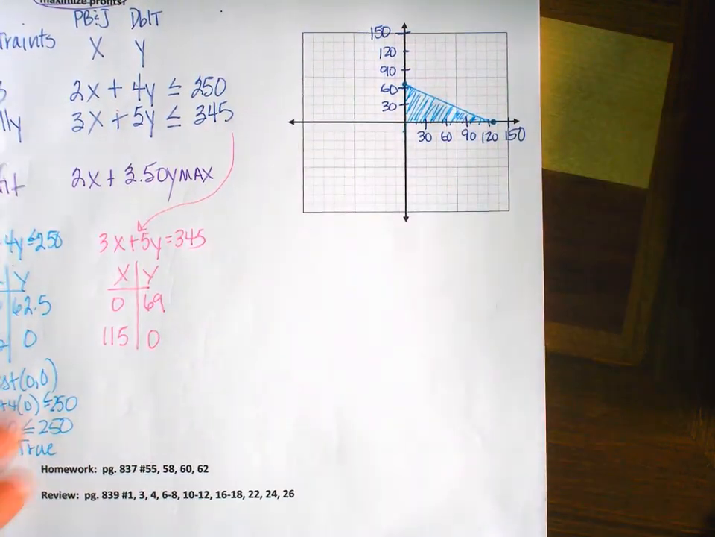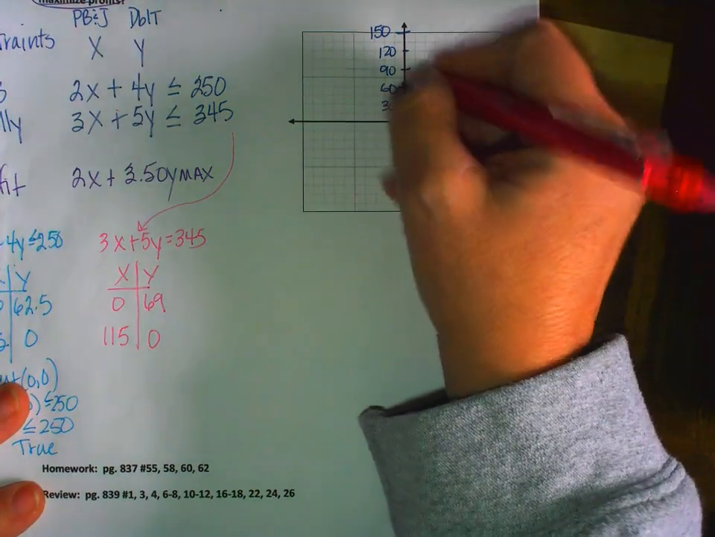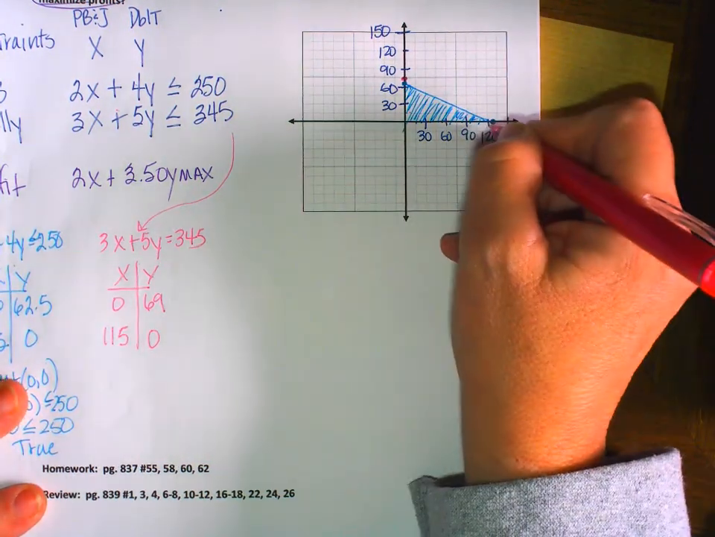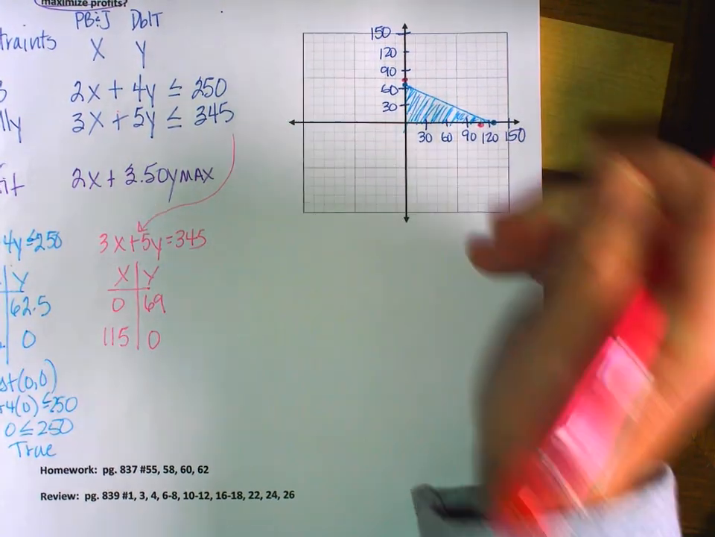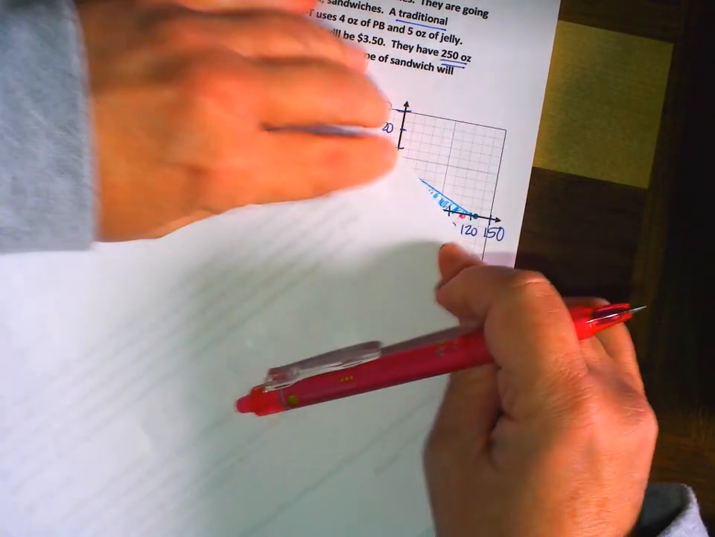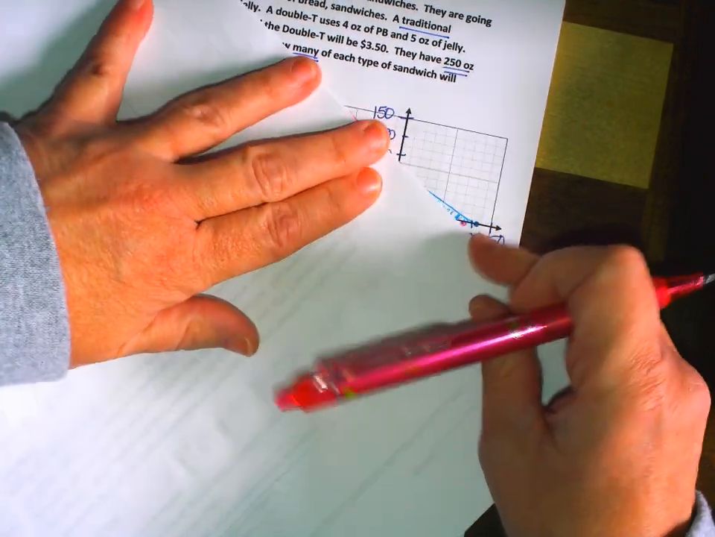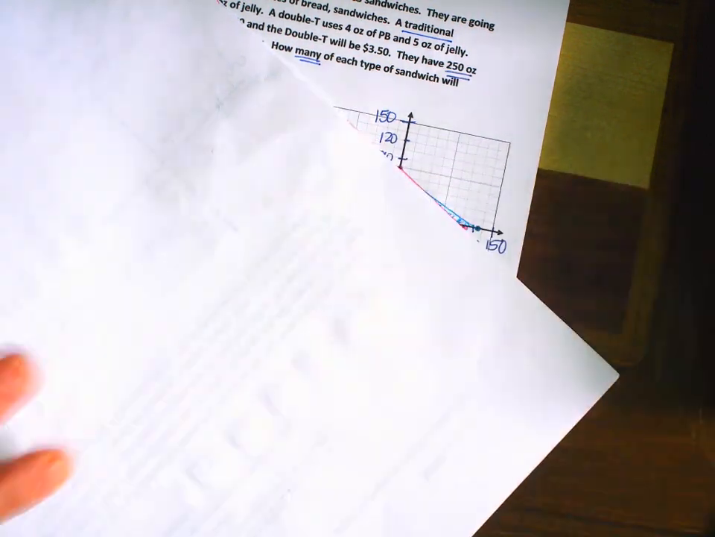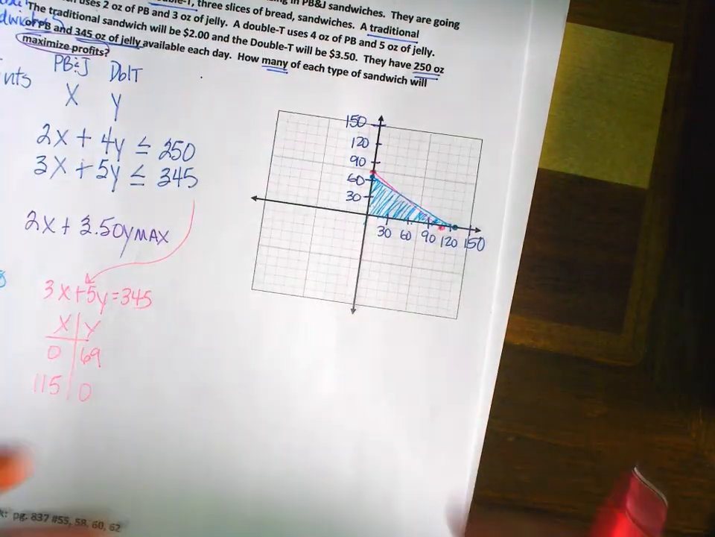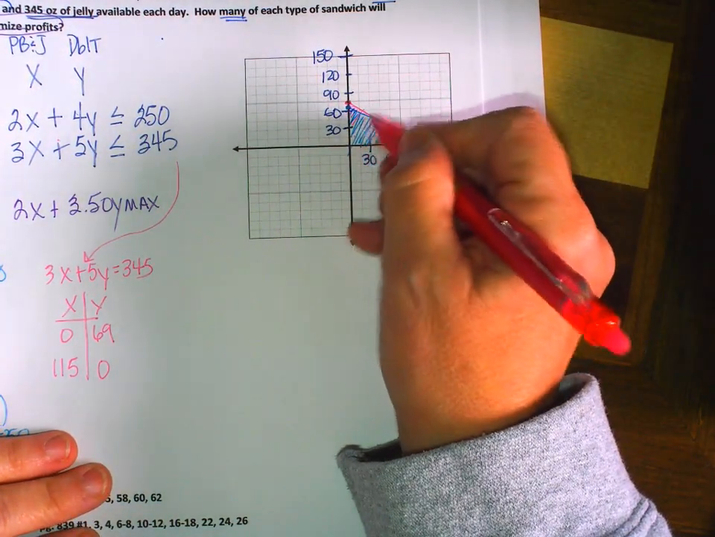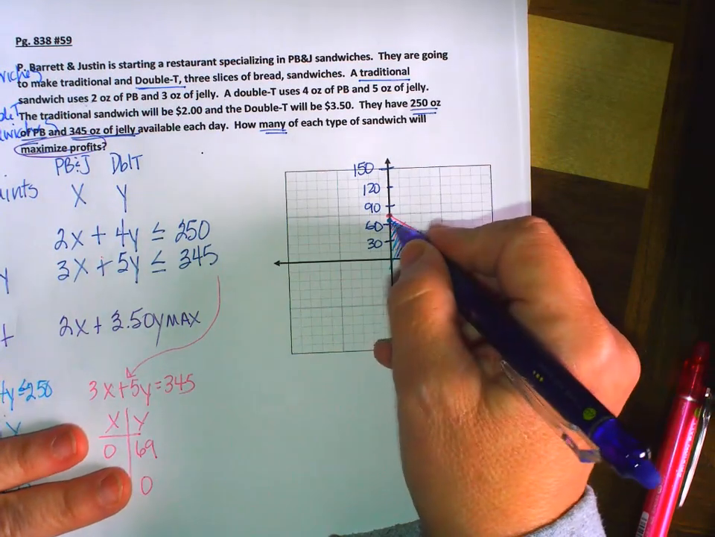On this one, I'm going to plot my points. I have 0 and 69, which is a little bit above that one. And then I have 115, 0. These are really close to each other, but they do cross. So they're not the exact same line. Okay. And I'm going to shade below this one. So the darkened region is here.